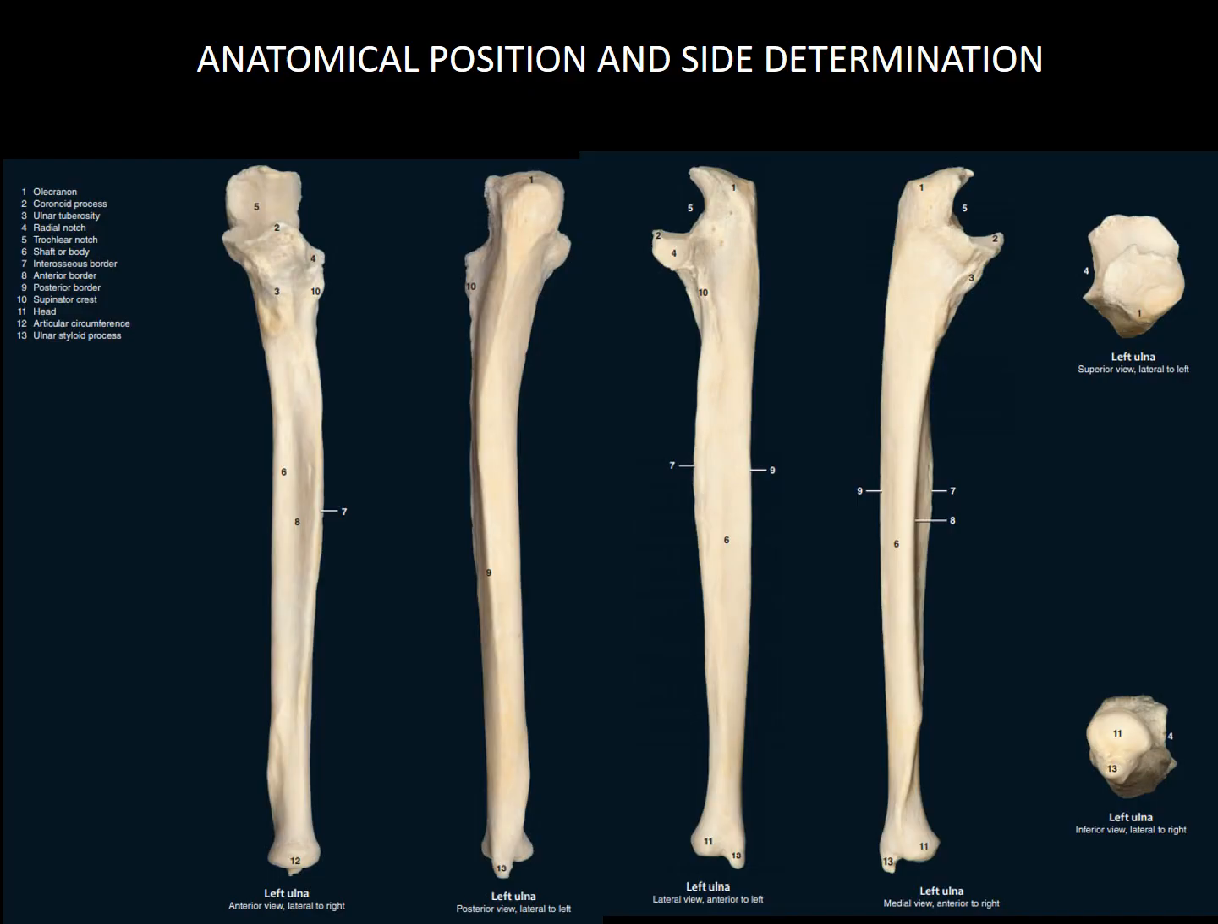The side of the ulna can be determined by keeping the bone vertical in such a way that the broad hook-like end is directed upwards, the sharp crest-like interosseous border of the shaft is directed laterally, and the concavity of the hook-like upper end and the coronoid process are facing forwards.